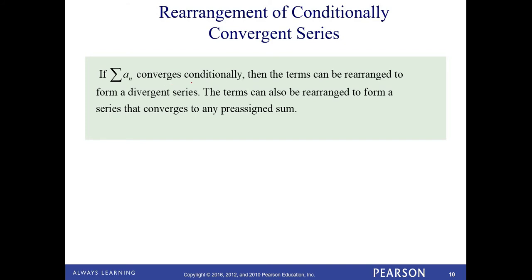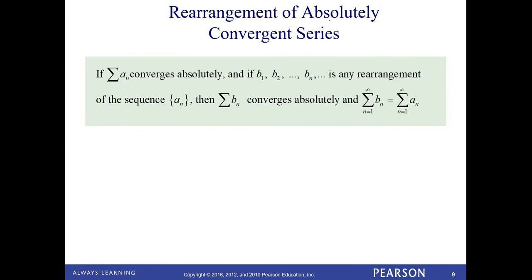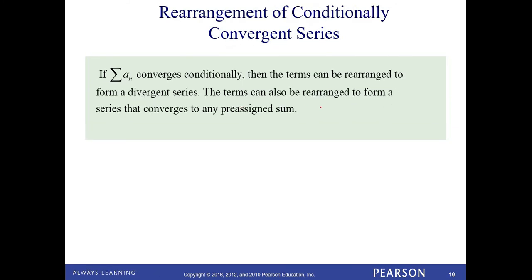Same thing but with conditional convergence. If a sub n converges conditionally, then the terms can be arranged to form a divergent series. So it works for absolute convergence, but not necessarily for conditionally convergent series.